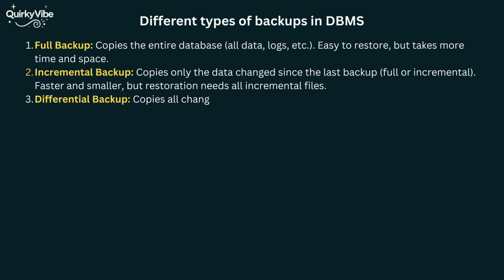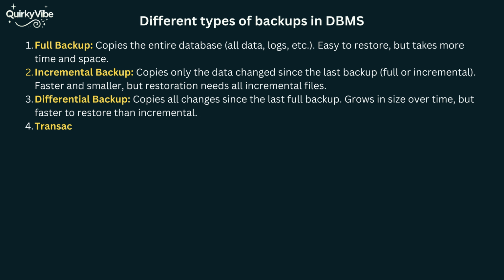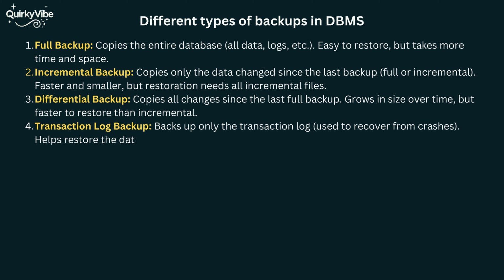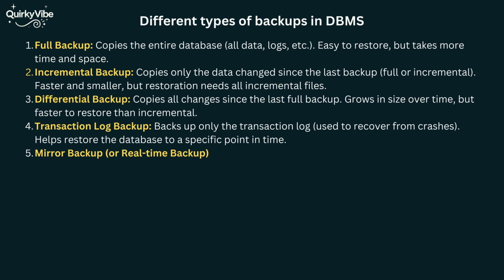Differential backup copies all changes since the last full backup. Grows in size over time, but is faster to restore than incremental. Transaction log backup backs up only the transaction log, used to recover from crashes. Helps restore the database to a specific point in time. Mirror backup, or real-time backup, maintains a real-time copy of the database. Useful for high availability systems.